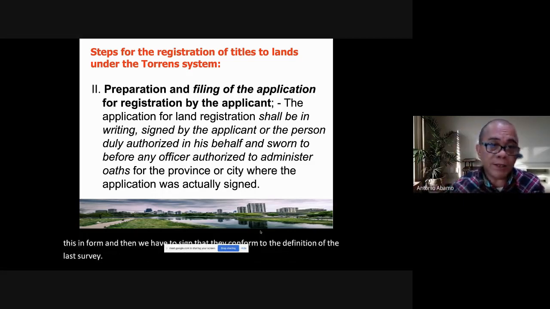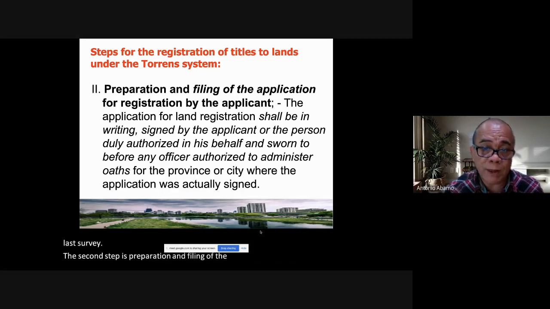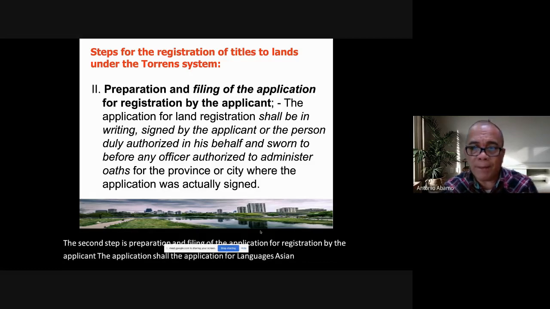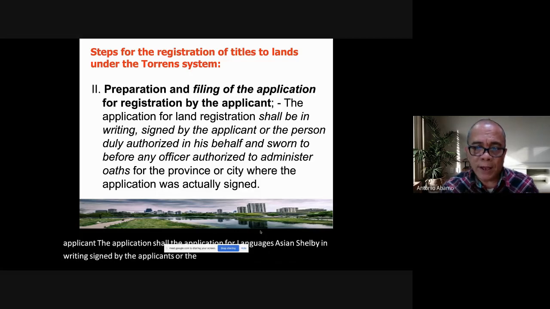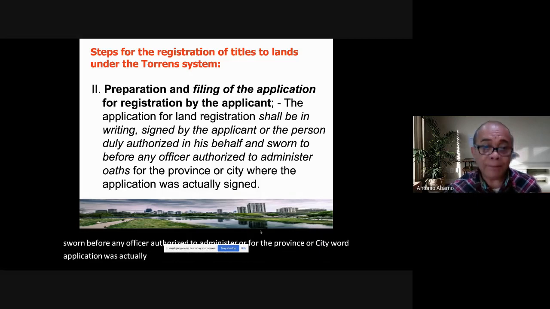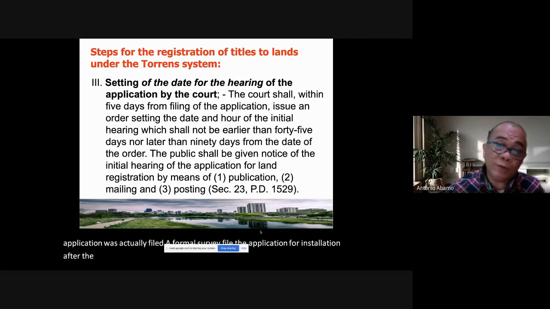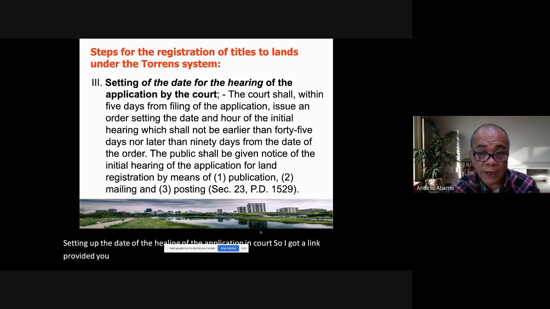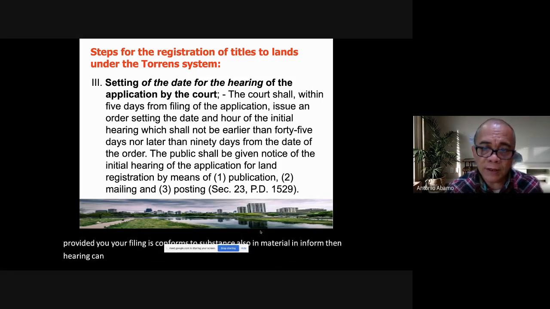The second step is preparation and filing of the application for registration by the applicant. The application for land registration shall be in writing, signed by the applicant or the person duly authorized in his behalf, and sworn before any officer authorized to administer oath for the province or city where the application was actually filed. Okay? After the survey, file the application for registration. After the filing, setting of the date of the hearing of the application in court. Provided your filing conforms to substance and form, then the hearing can be scheduled.